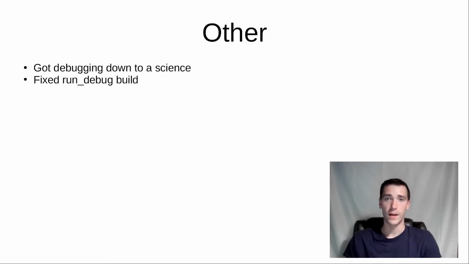Got debugging down to a science. I'll show a video of how I was using GDB to debug the code. I fixed the run debug build. Debugging symbols were not included because I forgot to transfer it over into the new build system, but I figured that out and added it back in. So we're good for debugging. It's pretty straightforward to do again and kind of fun.